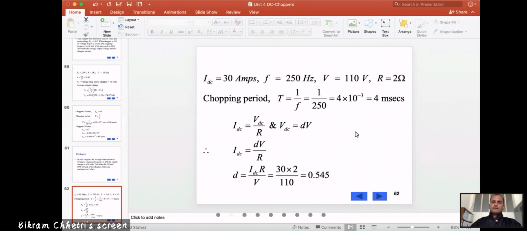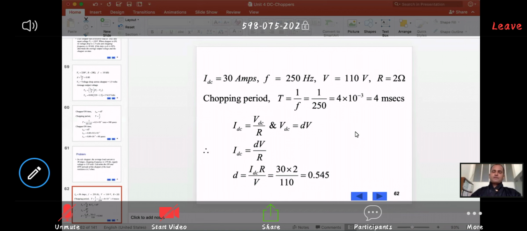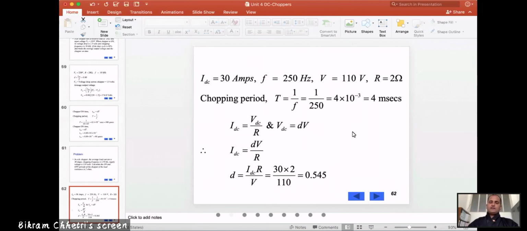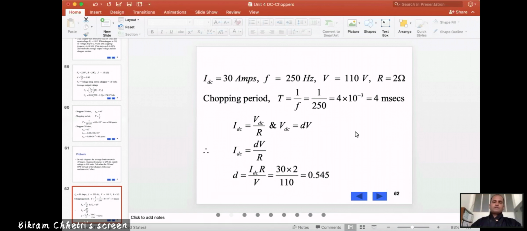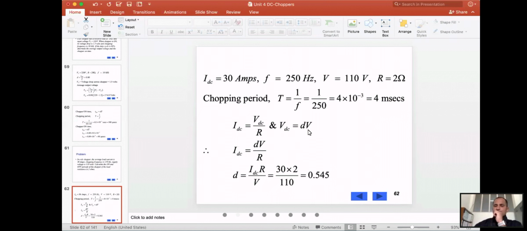So IDC is equal to VDC by R. From here we can find VDC, where VDC equals D into V. We don't know the output voltage, but IDC equals VDC by R. So from here we can find the duty cycle: D equals IDC into R divided by V. The output voltage equals the input voltage times the duty cycle, so from here we can find the duty cycle D.